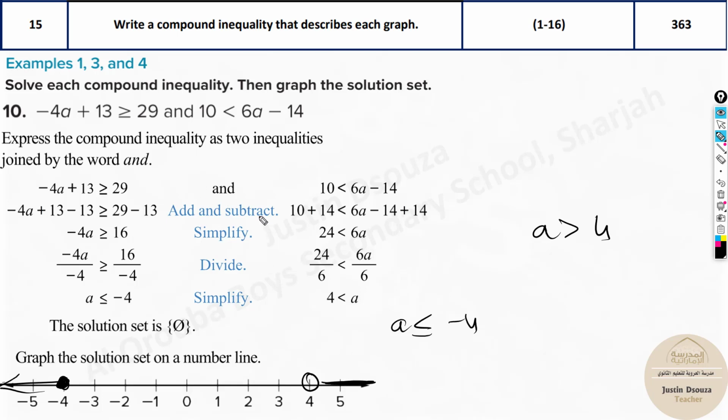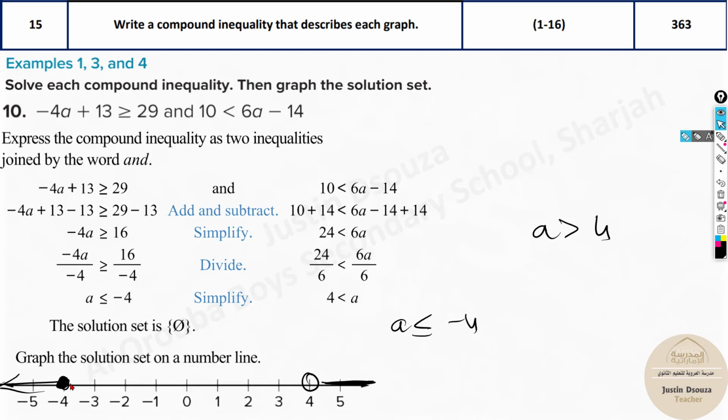Here, what is used? And can this happen? For this inequality, this is an OR inequality. For AND, we can't have that. We must get a range within which is the solution. Now, is there any point which must overlap in both? AND means what? The same solution must be overlapping in both.